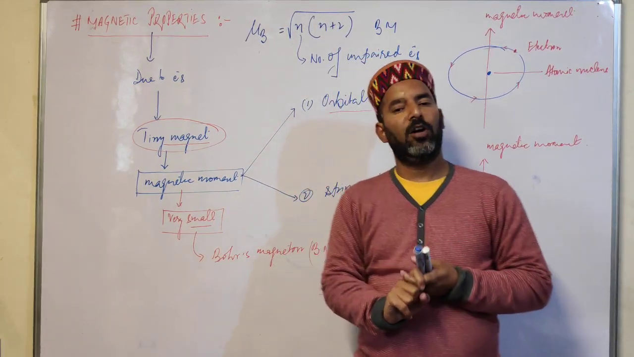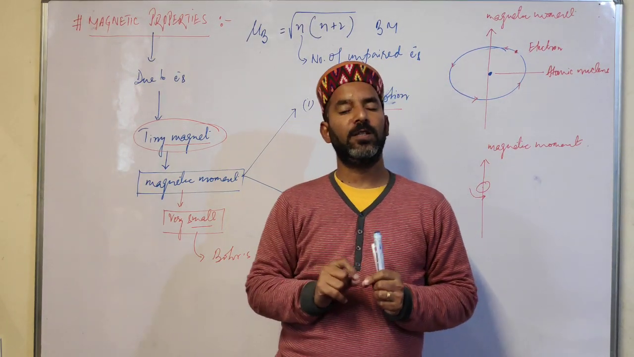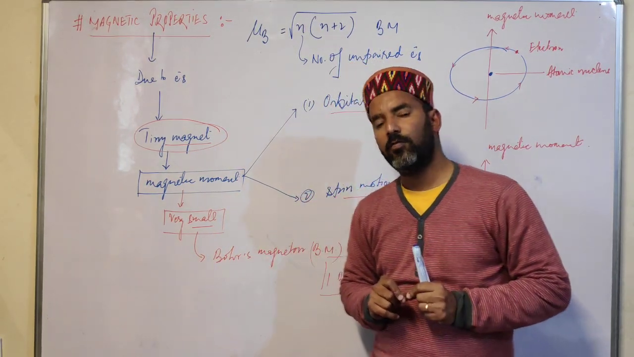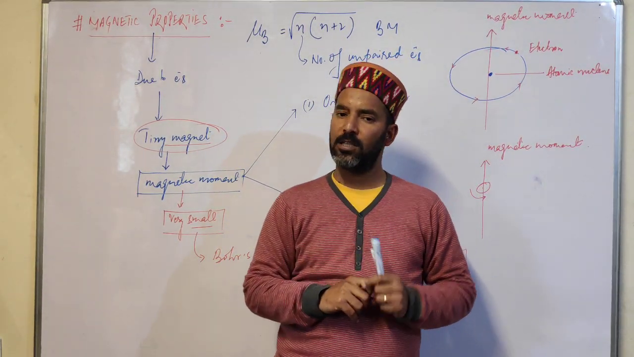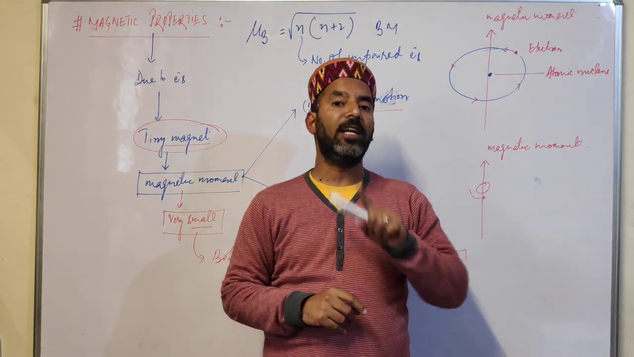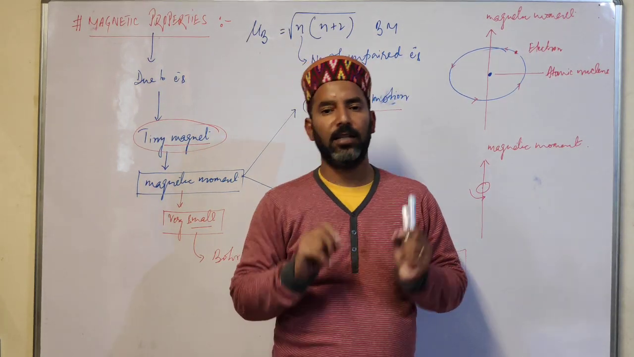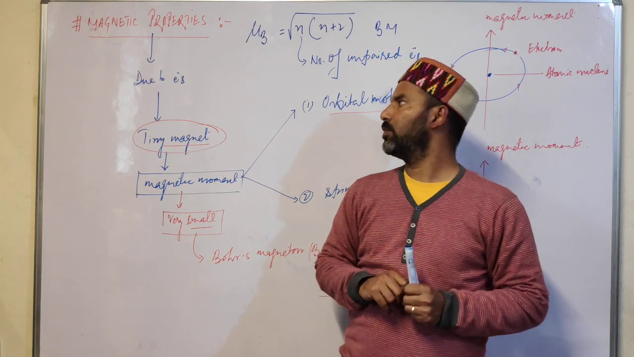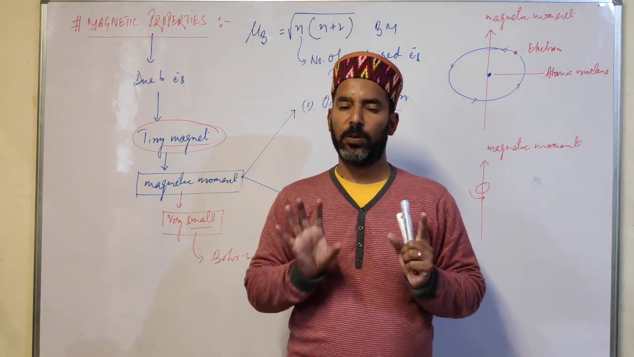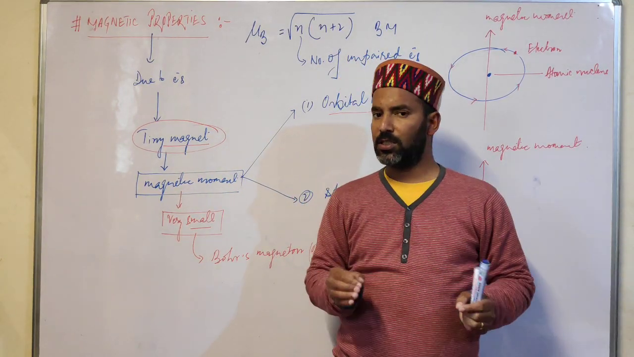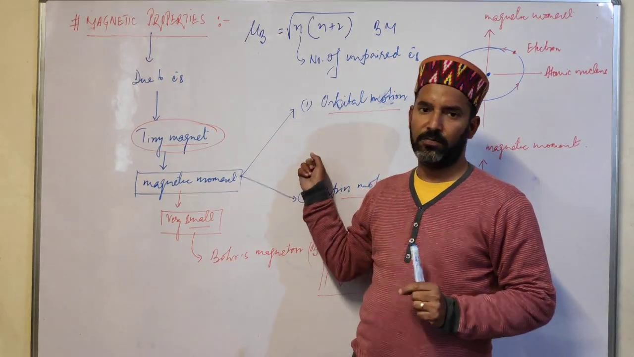Second type of substances are called paramagnetic substances. Third type, we have ferromagnetic substances. Then fourth type, we have antiferromagnetic substances. And the last type, that is fifth type, we have ferrimagnetic substances. Now students, we will discuss these in detail.